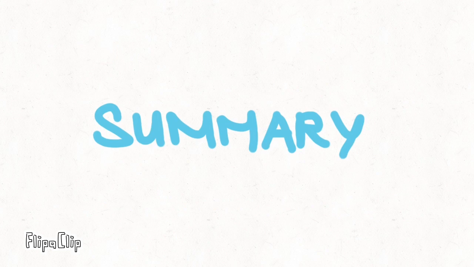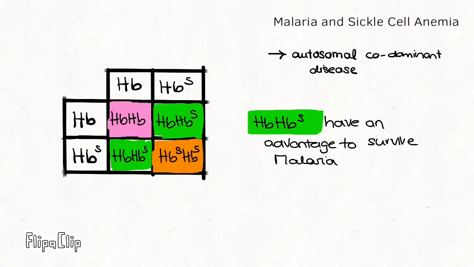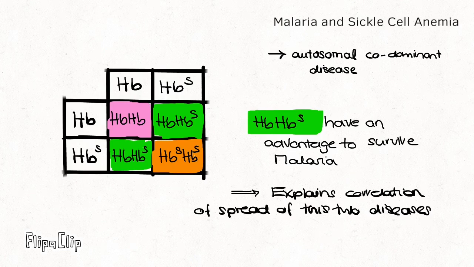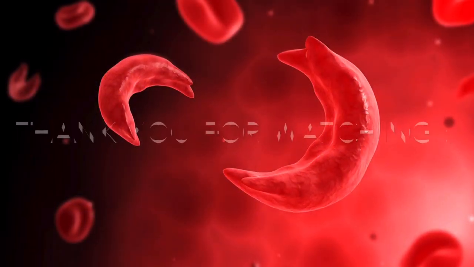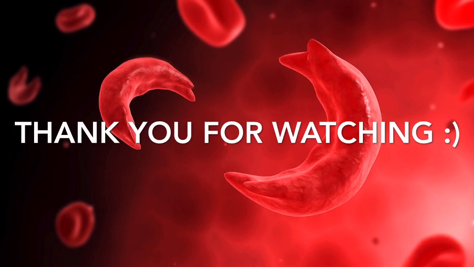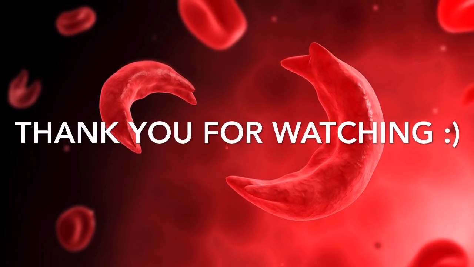As a summary, those who have one healthy allele and one sickle cell allele have a heterozygote advantage and an advantage to survive malaria. With this, it can also be explained why the spread of these two diseases is so similar. As you can see, the areas affected by malaria correspond with the areas affected by sickle cell disease. I hope you now know the connection between sickle cell disease and malaria and that you learned something.